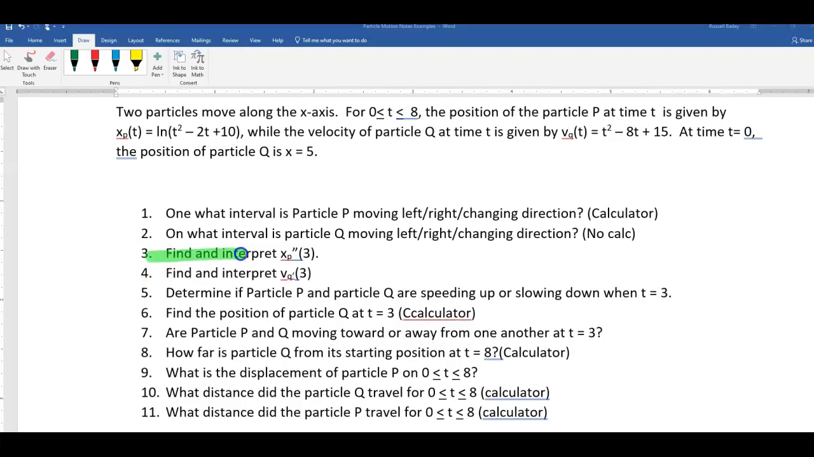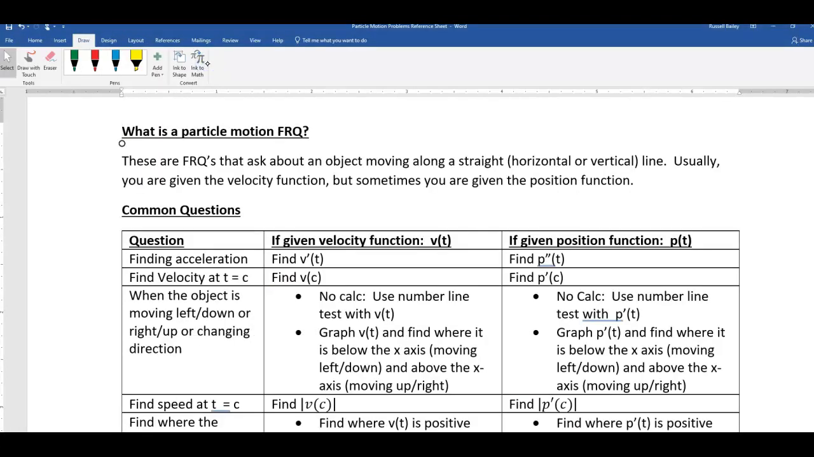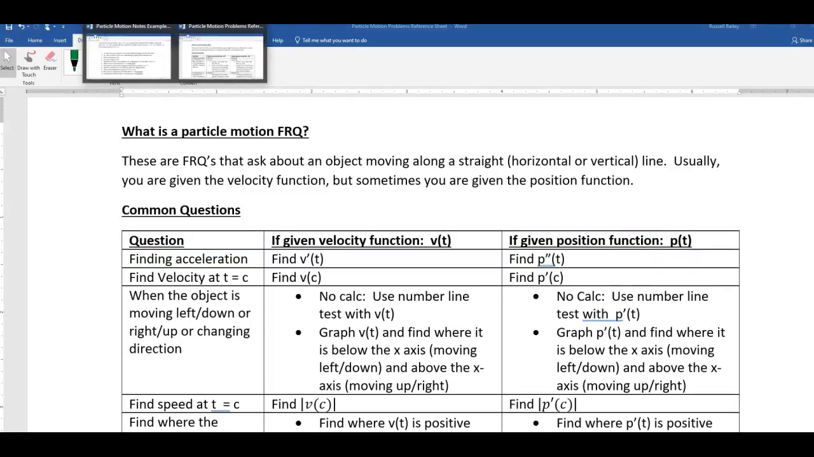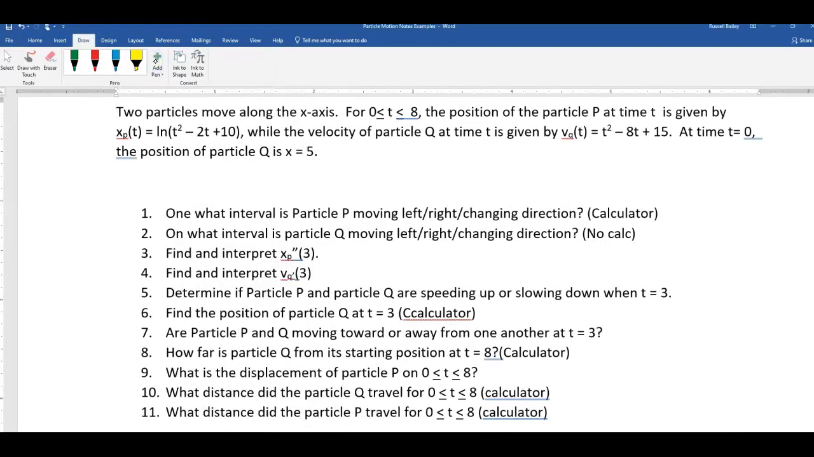Question 3 says, find and interpret what x double prime of 3 is. So let's go back to our reference sheet here. So we're talking about the x sub p function, and the x sub p function was a position function, so we're in this column, and I'm looking for where the second derivative is. Well, here's the second derivative, and what does that mean? Well, that's the acceleration of the particle at that point in time. All right, so back to the question here. Let's find x double prime of 3.